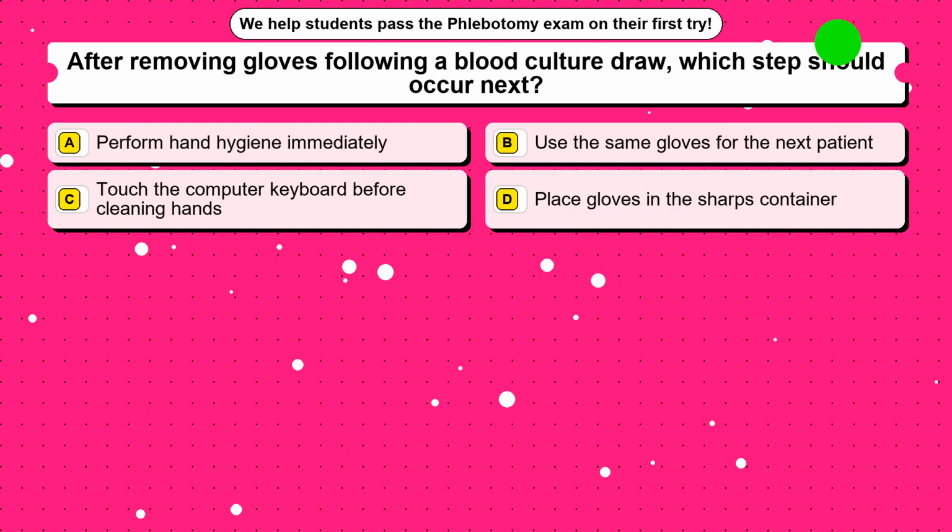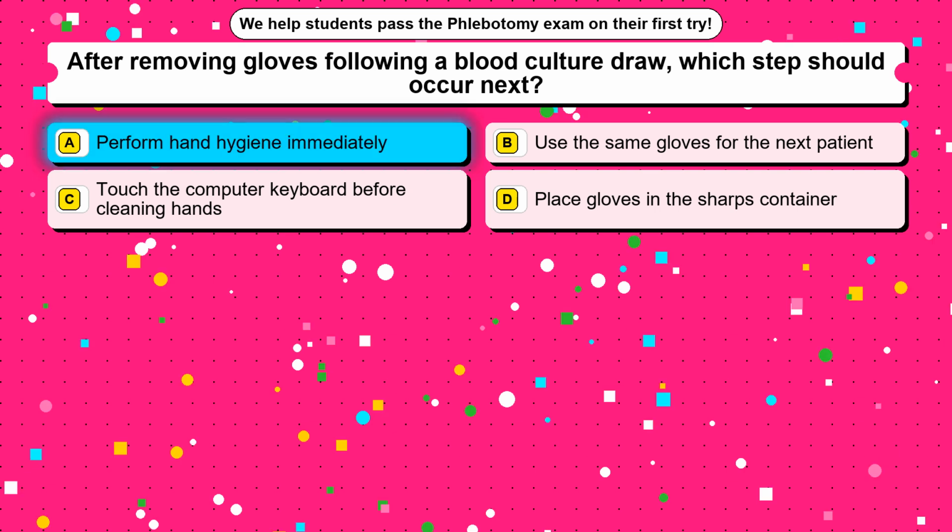Question 4. After removing gloves following a blood culture draw, which step should occur next? Option A. Perform hand hygiene immediately. Option B. Use the same gloves for the next patient. Option C. Touch the computer keyboard before cleaning hands. Option D. Place gloves in the sharps container.